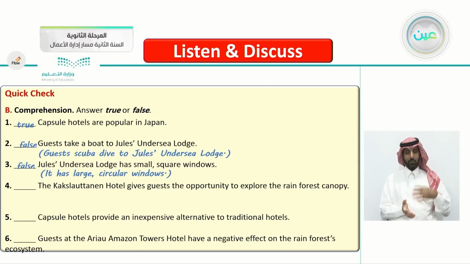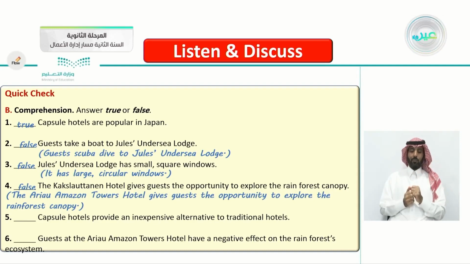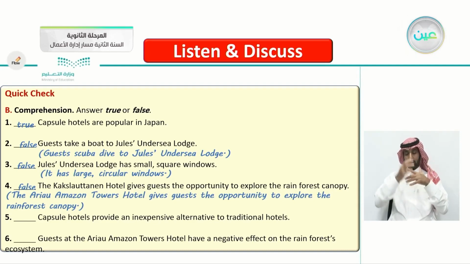Number 4, the Kakslauttanen Hotel gives guests the opportunity to explore the rainforest canopy. This is false, of course. It's not the Kakslauttanen Hotel. It's the Ariau Amazon Towers Hotel that gives the guests the opportunity to explore the rainforest canopy.